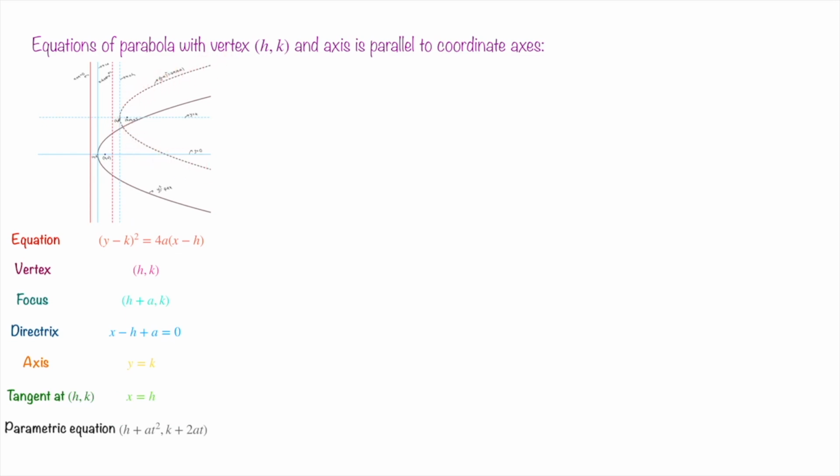Okay, and the parametric equation of this dotted parabola is x equal to h plus a t square, y equal to k plus 2at. Here t is anything from minus infinity to infinity. Fine. Okay. Next.